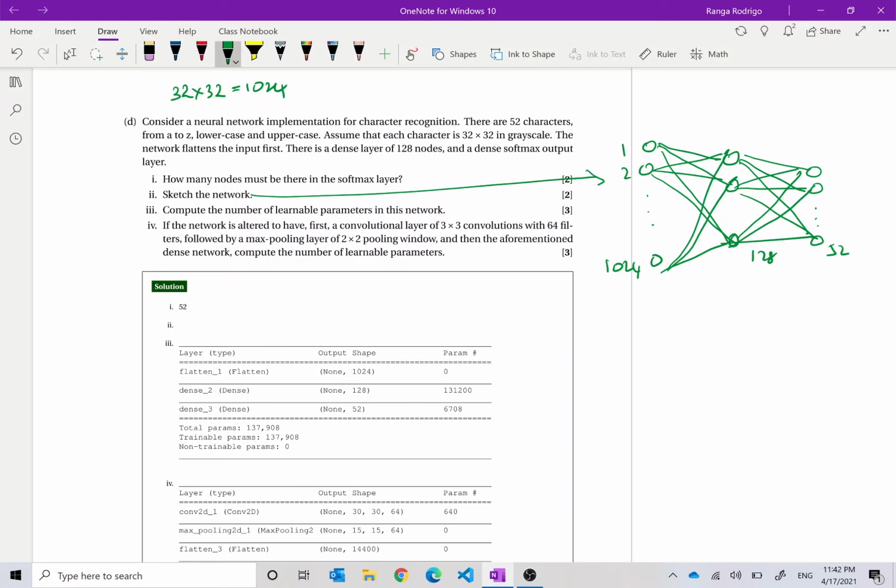Compute the number of learnable parameters in this network. How many nodes must be there in the softmax layer? 52. I forgot to say that. So for learnable parameters, here you have 1024 times 128 weights, and then each one of them will have a bias, plus 128, plus then 128 times 52, plus a bias for each, 52. This is the answer for that.